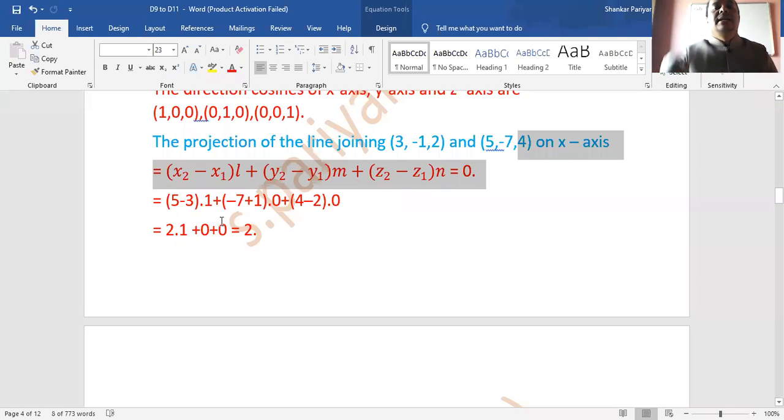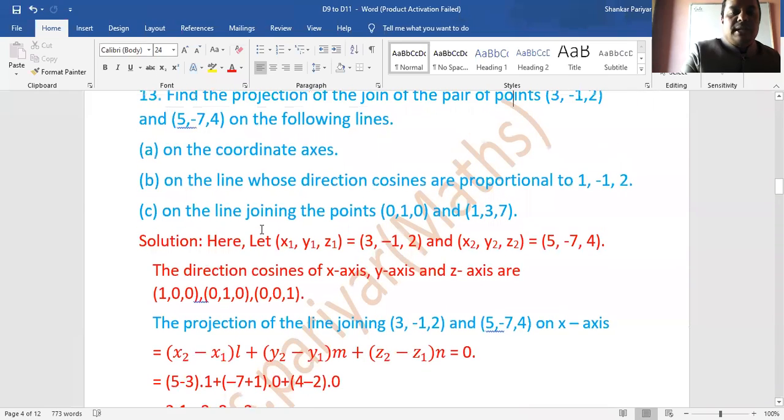It means that instead of L, write down 1. Instead of M, put there 0. Instead of N, put there 0. Therefore, x2 minus x1 means 5 minus 3 into 1, plus y2 minus y1 means minus 7 plus 1 into 0, plus z2 minus z1 means 4 minus 2 into 0. Now calculate: 2 into 1 is 2, plus 0 plus 0 equals 2. Actually, this is the projection of the other line.